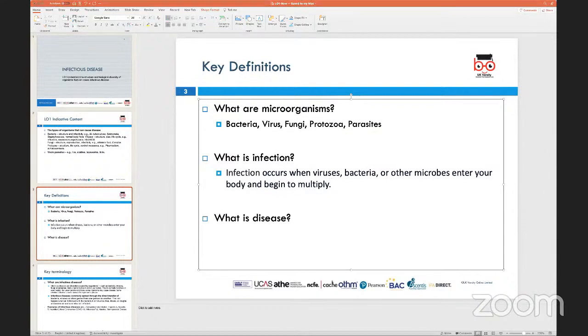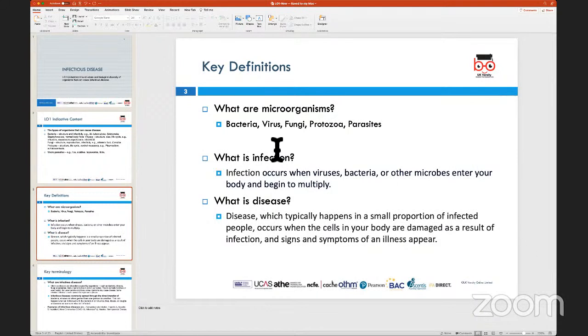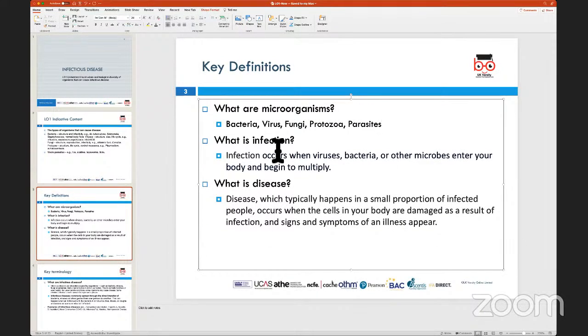What would be a disease? A disease would typically happen in a small proportion of infected people, because sometimes our bodies are resilient and we are able to develop immunity. You might not show any reaction, but in some cases, a small proportion of people with a weaker form of immunity start to show reactions, wherein the cells in your body become damaged, and as a result of that infection, or the microorganism which has entered your body, you start showing signs and symptoms of illness. That would be termed as what is called disease. So these are basic things that we need to be looking at when we go into the unit on infectious diseases.